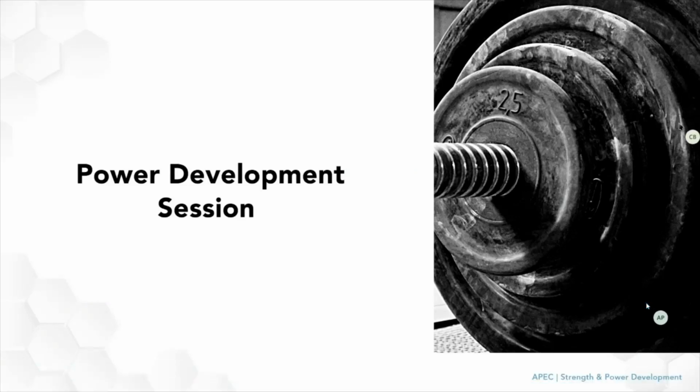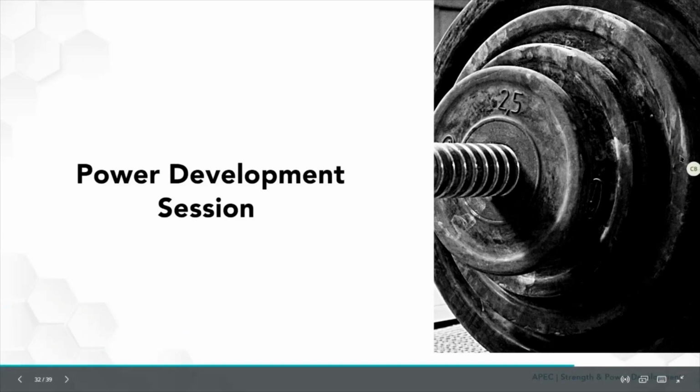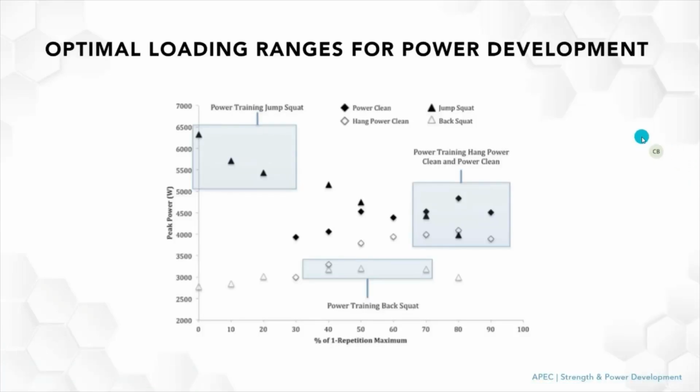So then moving into the development of power. Looking at a typical power development session, the first thing you need to consider when prescribing power exercises is the percentage of 1RM that you're going to use. Here I have a very useful graph to help us prescribe different intensities for different exercises. On the y-axis we have peak power, and on the x-axis we have percentage of 1RM. Up here you can see the 4 different exercises: a power clean, jump squat, back squat, and hang power clean.